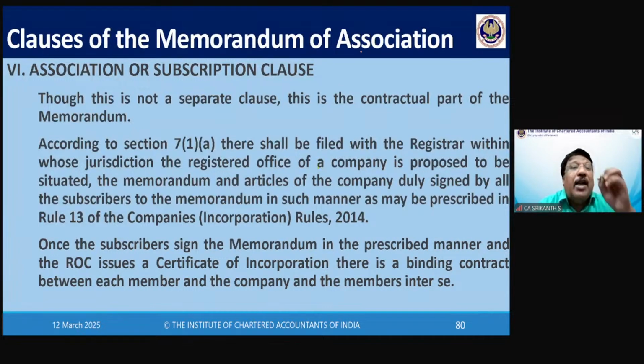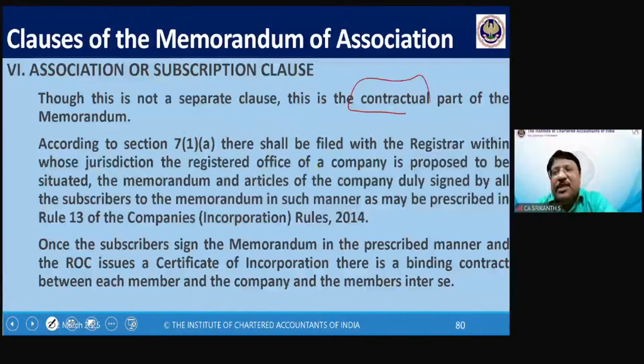So this clause is the contractual part. A company comes into existence thanks to a contract between the members inter se and the members and the company. The memorandum of association and articles of association together are multi-party contracts. There is a contract between every member and the company and between every member and every other member. This contract is contained in the association or subscription clause. It is called the association clause because they agree to associate and become a company. It is called the subscription clause because they agree to subscribe for the shares mentioned against their names.